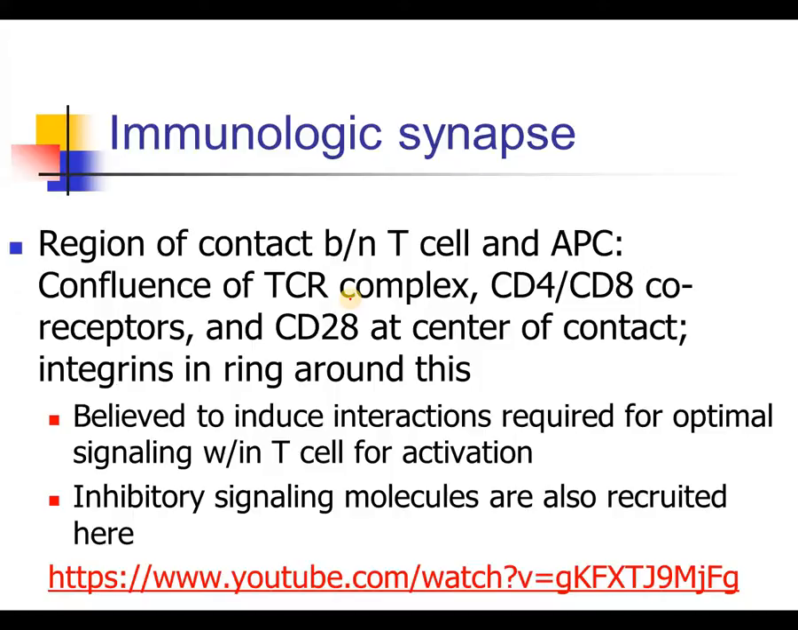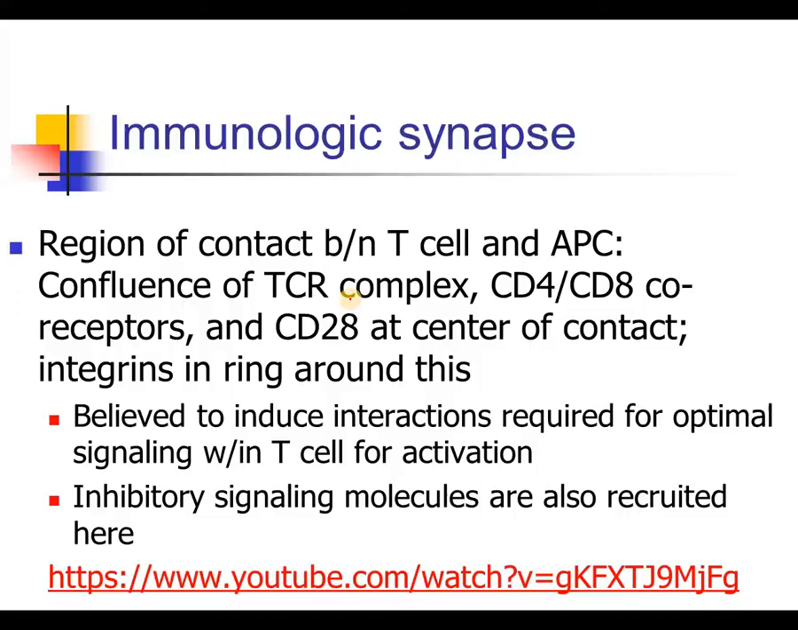You have your T cell receptor complex that would include the signaling chains. You have CD4 and CD8 co-receptors, depending upon whether you have a CD4 positive or a CD8 positive cell. You have CD28 at the center of contact that's there for co-stimulation. And around that, there are integrins, adhesion molecules that form a ring.